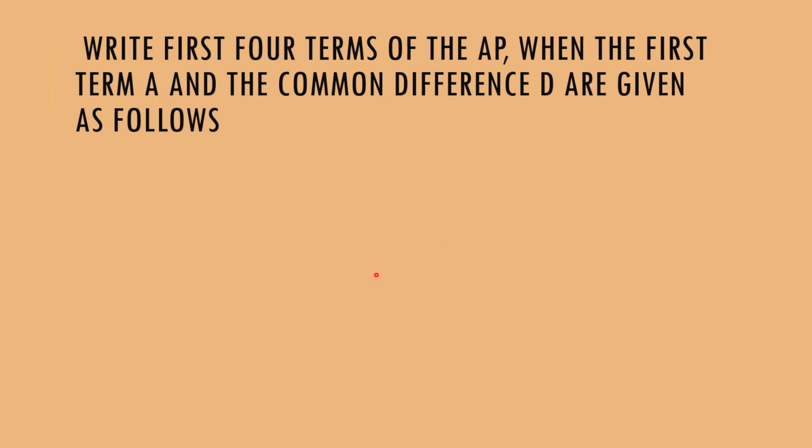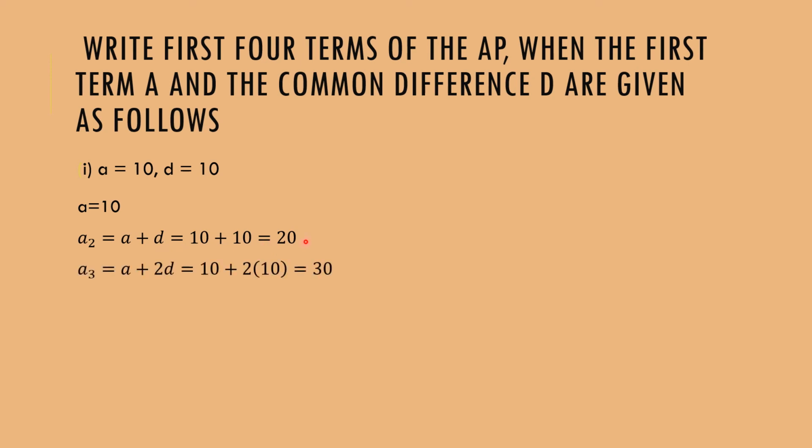Now write first 4 terms. Just have to write the first 4 terms of AP when the first term and common difference are given. Suppose the first term is 10 and common difference is 10. So what is the first term? 10. As discussed, what will be the second term? A plus D. So A plus D becomes 10 plus 10, that is 20. A3 will be A plus 2D, that is 10 plus 2 times D. What is D? 10. So it comes out to be 30. Then A4 will be A plus 3D, that is 10 plus 3 times 10, that is 40. So the sequence becomes 10, 20, 30, 40 and so on.